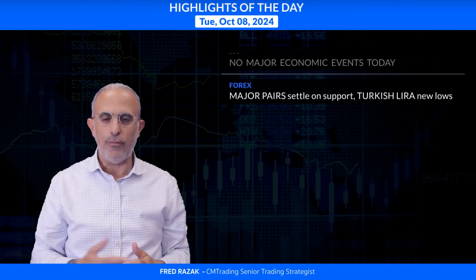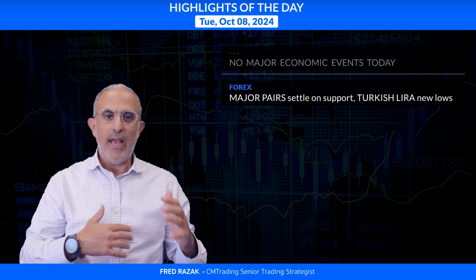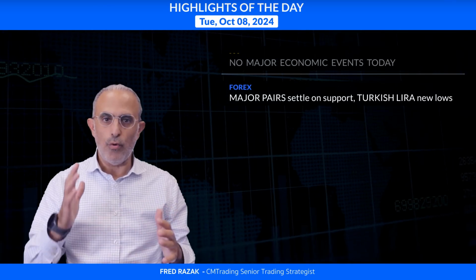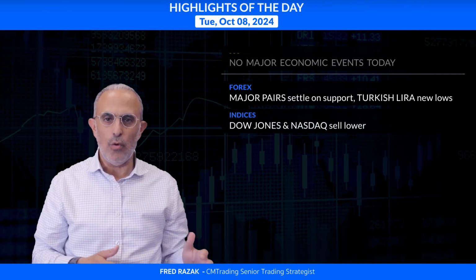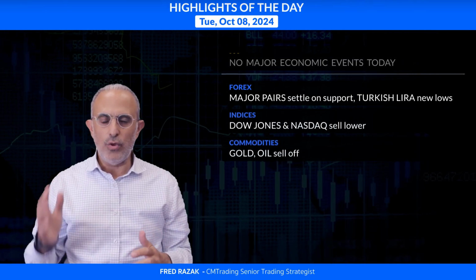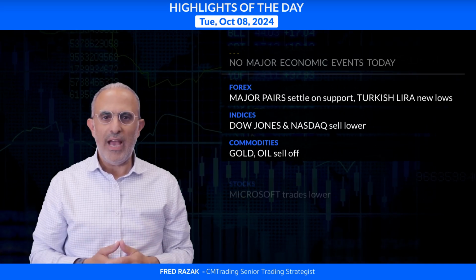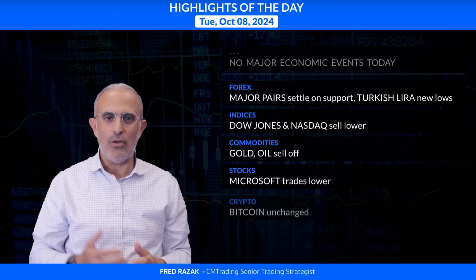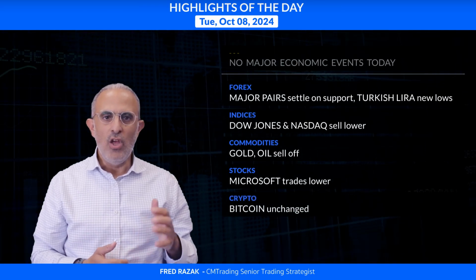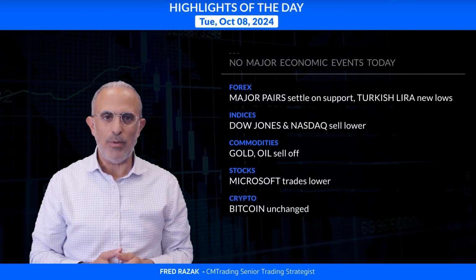Now, looking at the highlights of the markets, starting out with the Forex symbols, we watched the major pairs really sitting on supportish level, previous resistance against the US dollar almost across the board, and the Turkish lira makes new record lows versus the dollar. Now looking at the indices, the Dow Jones and the NASDAQ sell lower. So do commodities, including gold and oil. Now looking at the stocks, Microsoft leads the market lower. It's been very weak. And lastly, cryptocurrencies, Bitcoin unchanged. So let's take a look at the markets and see what we can expect from today's trading.